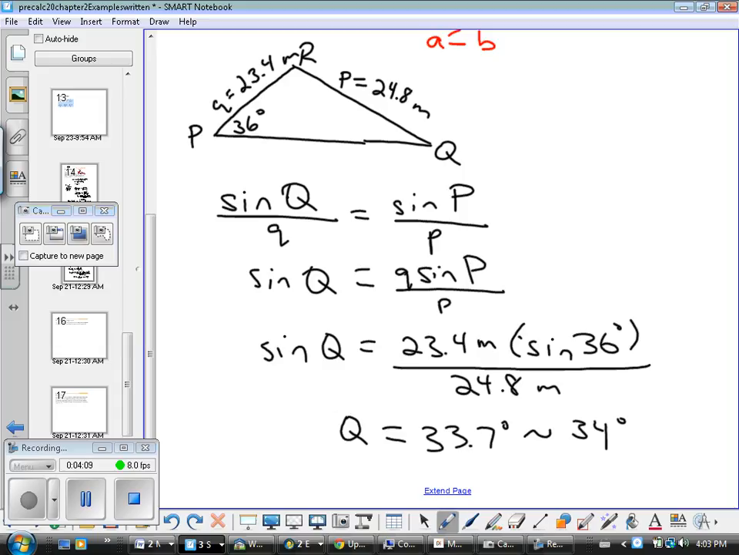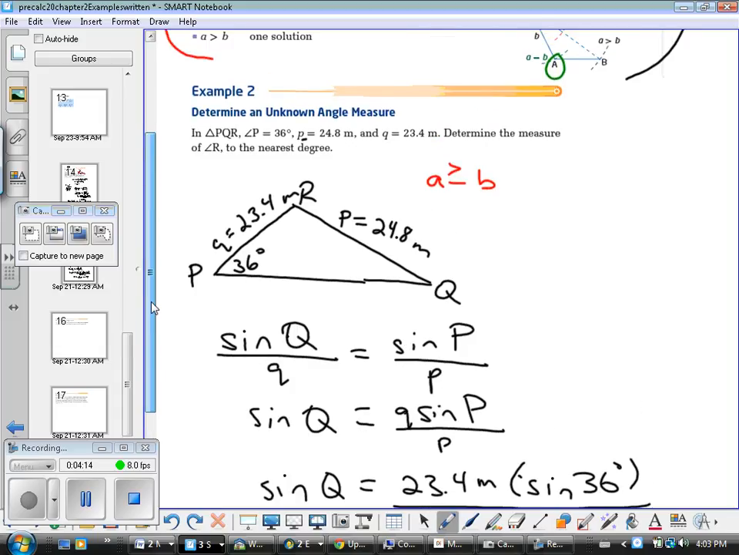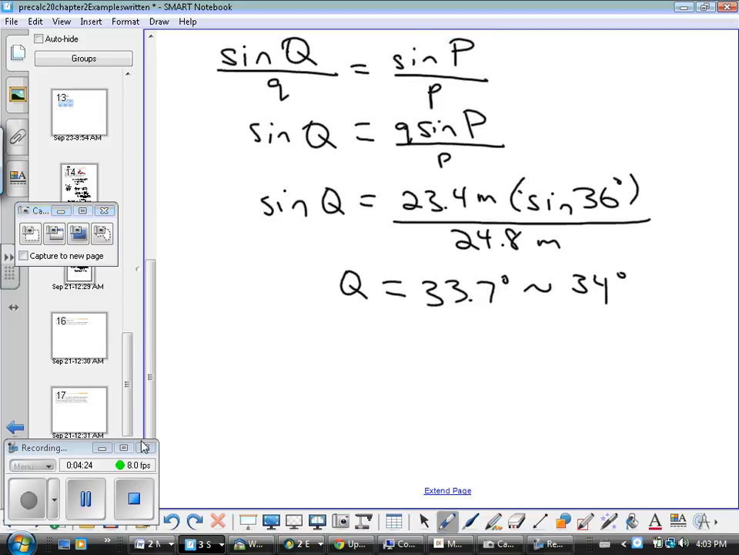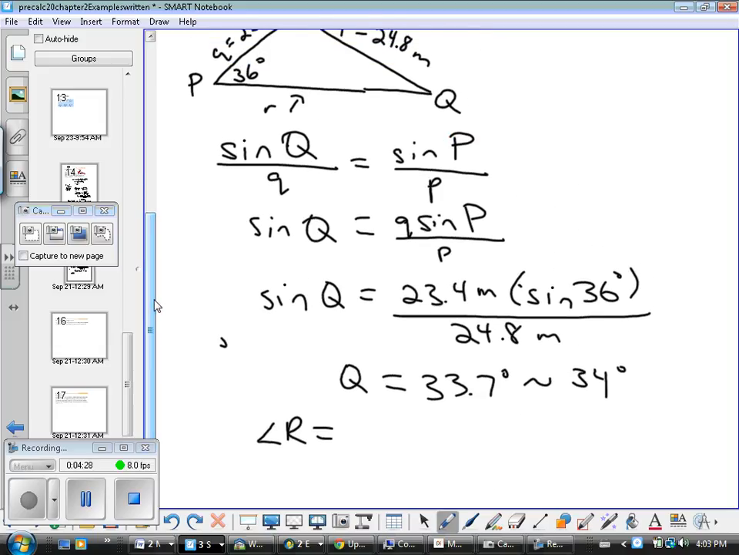And then it asks you to find the measure of angle R, okay, which we were asked for initially, but we knew that we couldn't find the measure of angle R because we didn't know the measure of Q, but that's okay because if you can find two angles, you always have the third one, okay? And so angle R is going to be equal to 180 minus 36 minus 34, which is going to be about 110.